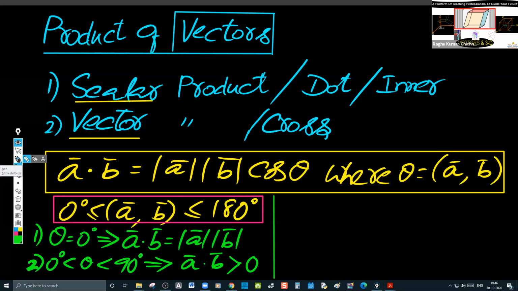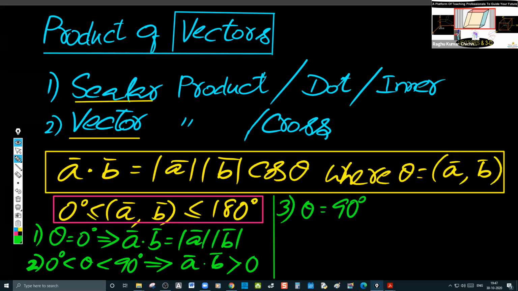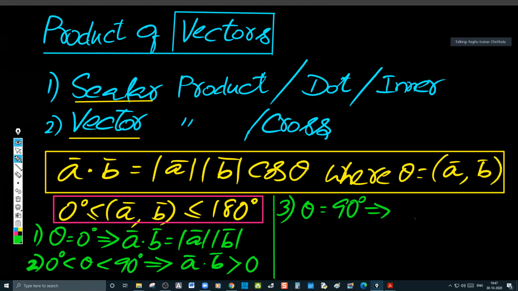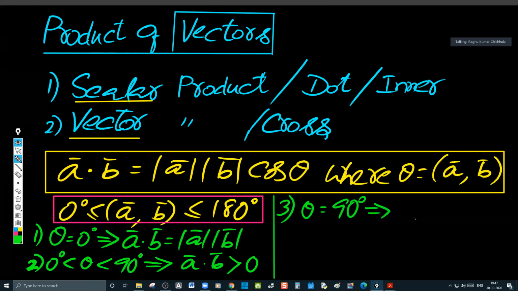Now let us go to the next case. Kaushik, tell me what should be the third case then? Greater than, no, I wrote that. Theta 90 degrees, I have not taken it here. Theta 90 degrees, then what will be the dot product, please? 0. Theta 90 degrees gives 0.